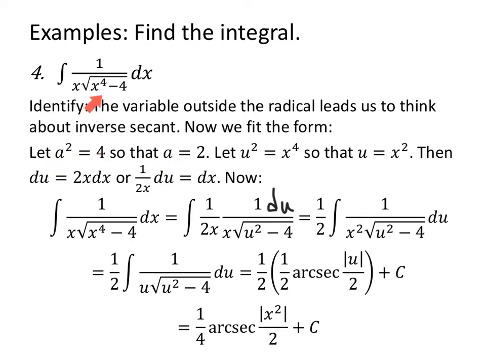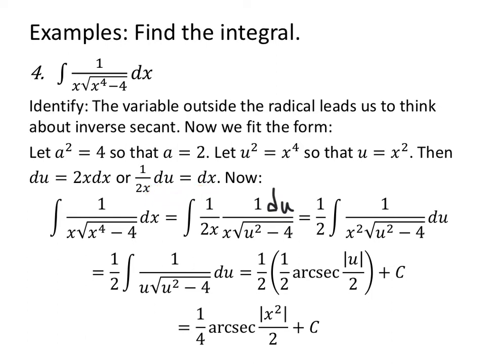U squared is x to the fourth, so that u is x squared. Taking the derivative of this equation, we'll have du equals 2x dx. And even though we do have this x hanging out, notice that's in the denominator, so it's not being multiplied by x. So what I'm going to do is divide both sides by 2x. So I'll have 1 over 2x du equals dx.